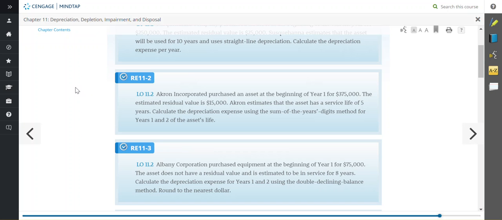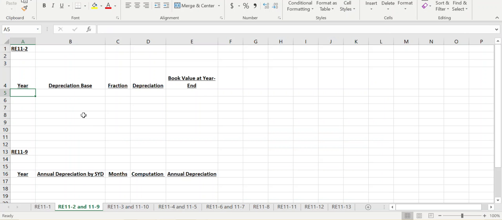So they tell us in review exercise 11.2 that we purchase an asset at the beginning of year one for $375,000. The estimated residual value is $15,000, and they estimate that the asset has a useful service life of 5 years. So they want us to calculate the depreciation expense using the sum of the year's digits method for both years 1 and 2.